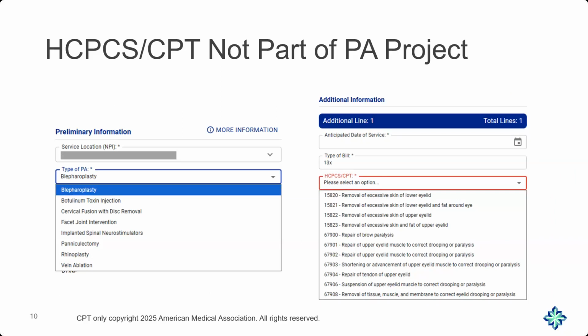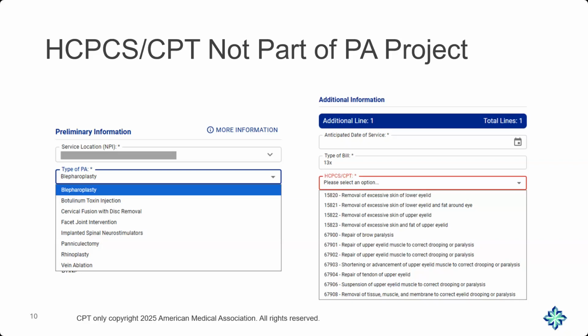So in this example, I've selected a Part A NPI from the service location dropdown. And when I move to the Type A PA field, the drop-down box is going to show me a list of services that are subject to the Hospital Outpatient Department, or HOPD Prior Authorization Program. So that's going to start me out by giving me a list of services that I get to pick from.